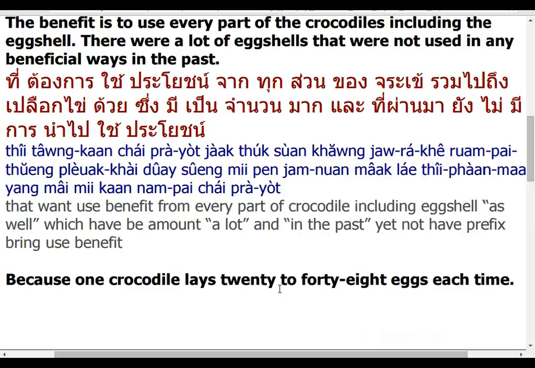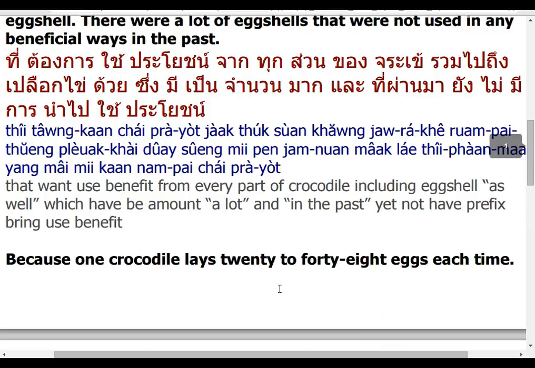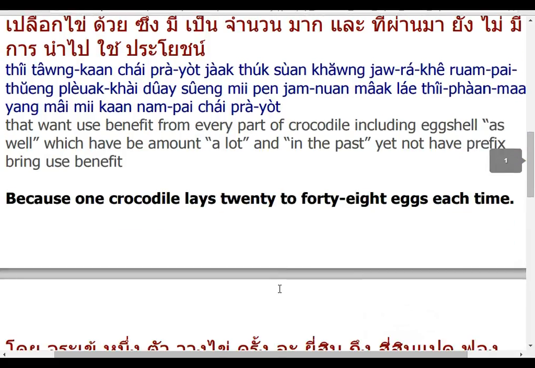This is prefix. Bring. Bring. Bring. Bring. Bring. I said noun. Noun. Use. I'm sorry. Use. Use. Use. In Thai you said, use. Use. Benefit. Benefit. Give it to me in Thai. What do you say for benefit? What's the definition for benefit in Thai?